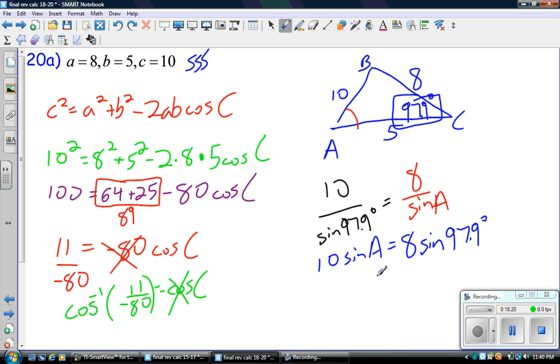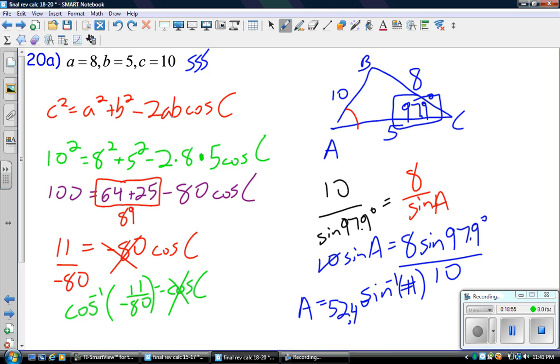So from here I would divide by 10. Again, this is all in your calculator. You divide by 10, do 8 times sine 97.9 divided by 10. Then to get angle A, I would have to take the inverse sine. So once you get that number, you do the inverse sine of whatever that number is. And again, there's going to be slight variance here for rounding. I did it actually with law of cosines, and I got an angle of 52.4.